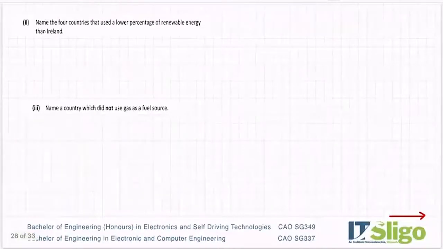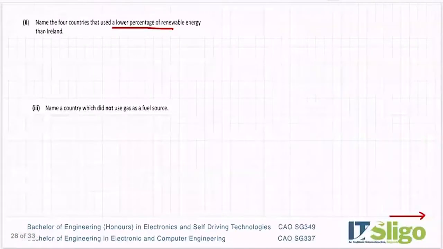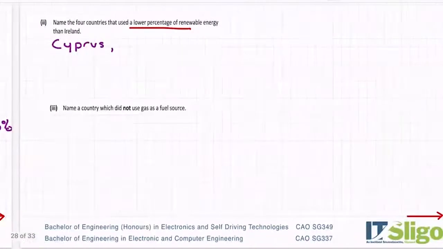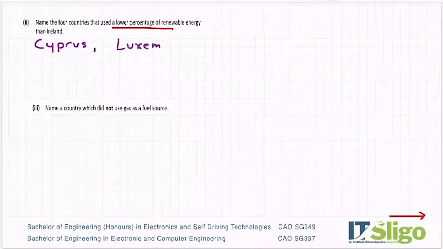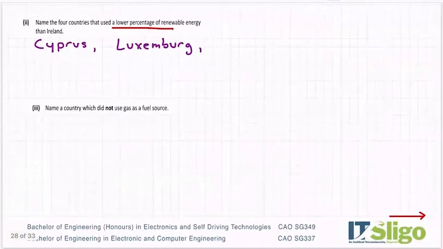Ireland is 6. Okay, 4 countries that used a lower percentage. Okay, lower than that. 4, 2, 4, and 5. Okay, so Cyprus, Luxembourg, Malta, and the Netherlands.